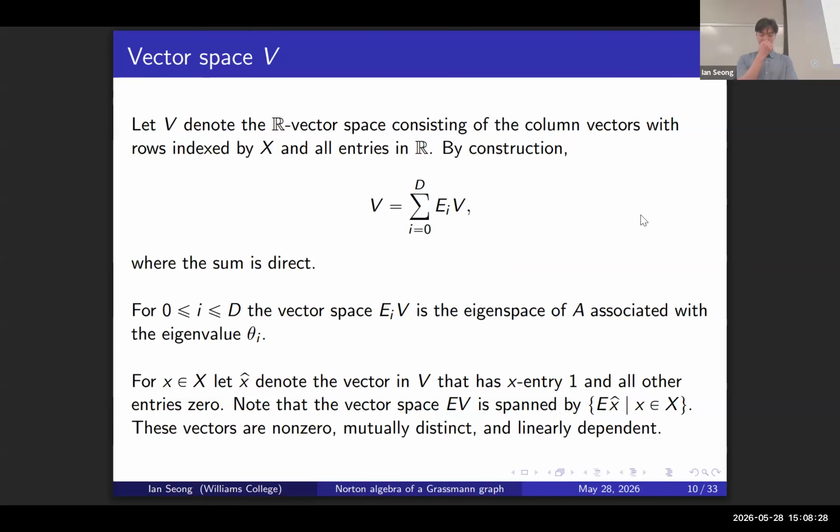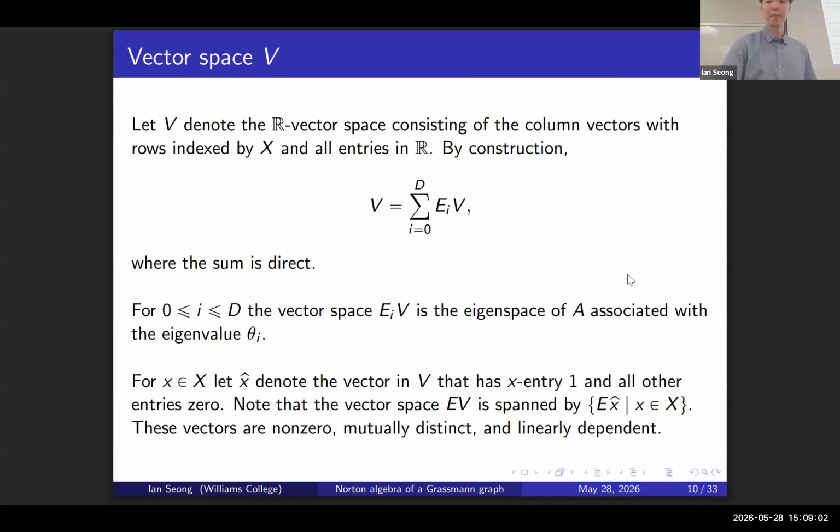Okay, now let's talk about the vector space. Let V denote an R vector space consisting of the column vectors with rows indexed by X and all entries in R. You can think of that as a vector space on which the Bose-Mesner algebra, that matrix algebra, acts. And by construction, this vector space V can be written as a direct sum of the E_i V. So basically, V can be split up into the direct sum of eigenspaces, and E_i V is the eigenspace that corresponds to the eigenvalue theta_i.